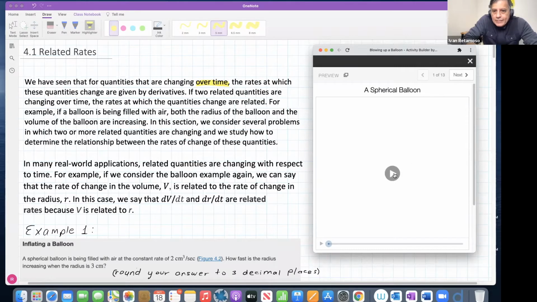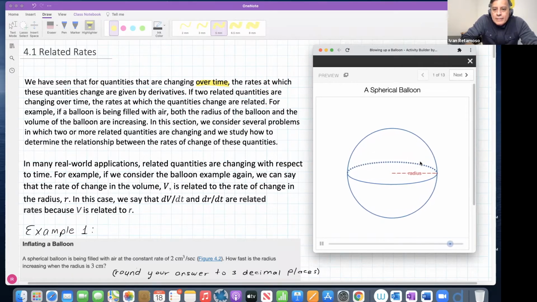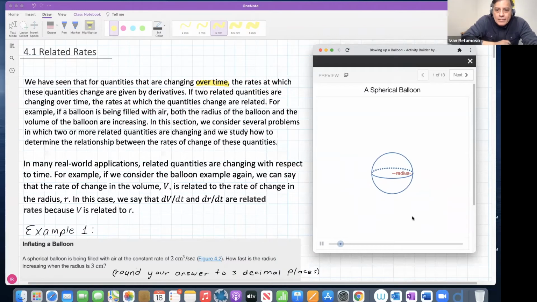For you to have an even better idea, on our website, if you go to course materials, and then to important links, you will have access to this animation. Look, this is a balloon being inflated. Notice that over time the volume increases, but also the radius of the balloon increases, assuming, of course, that the balloon has the shape of a sphere. It's a spherical balloon.